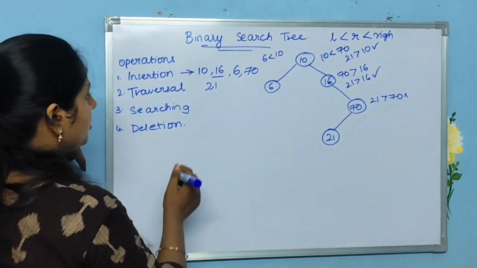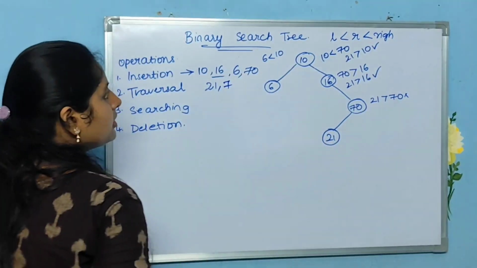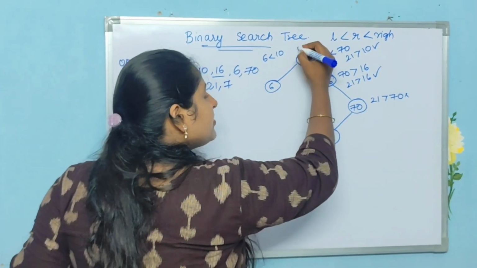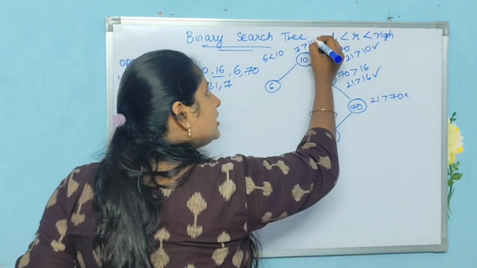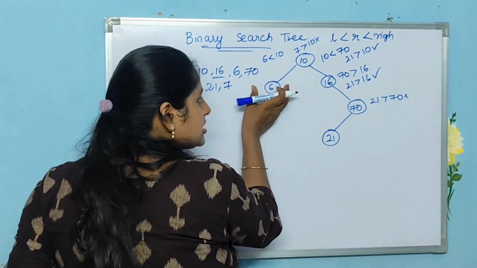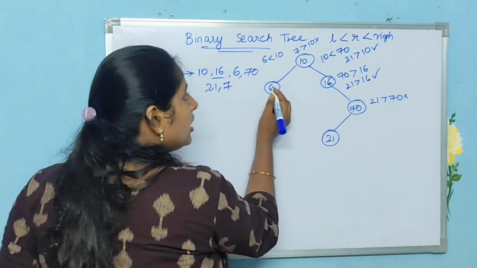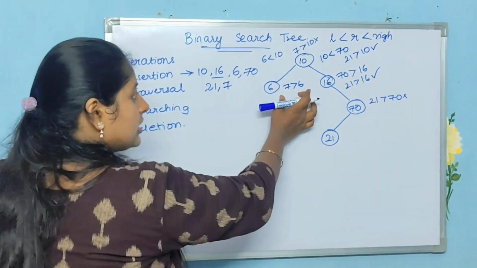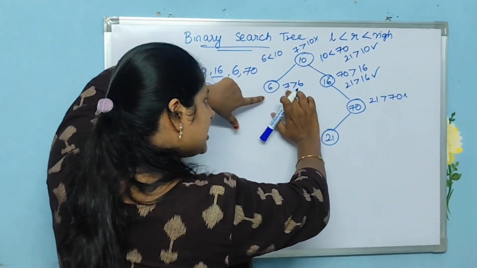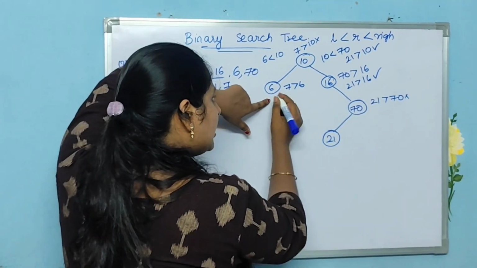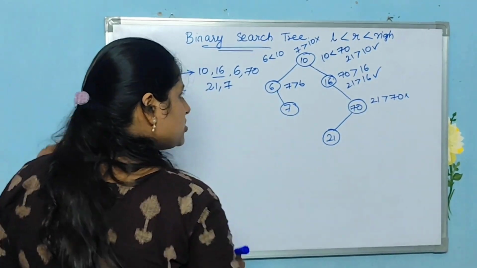Now I want to insert 7. Is 7 greater than 10? No. Then it comes to the left subtree. But this is already filled. What should I do? I have to check it here also. Is 7 less than 6? No, the new node is greater than 6. So should I add it over here or here? It is greater, so I have to add it at the right position.